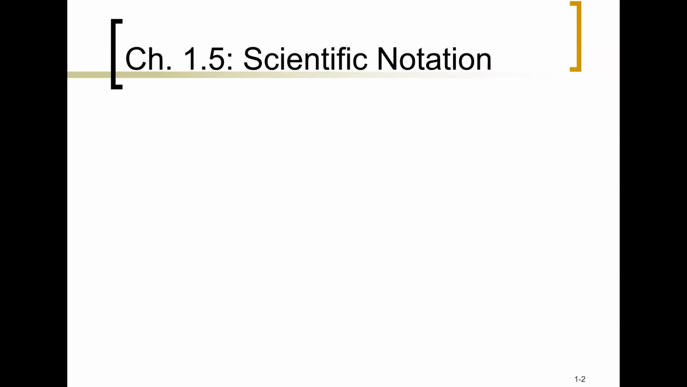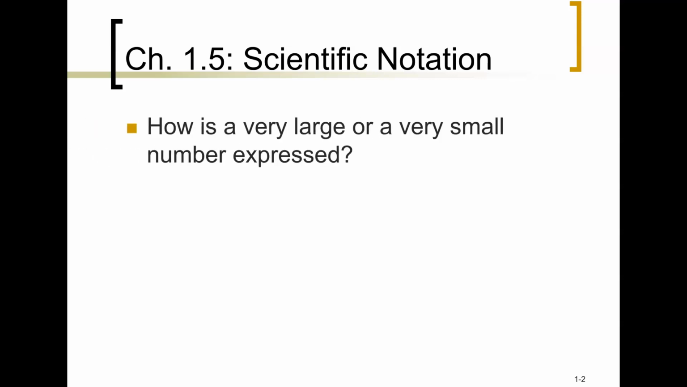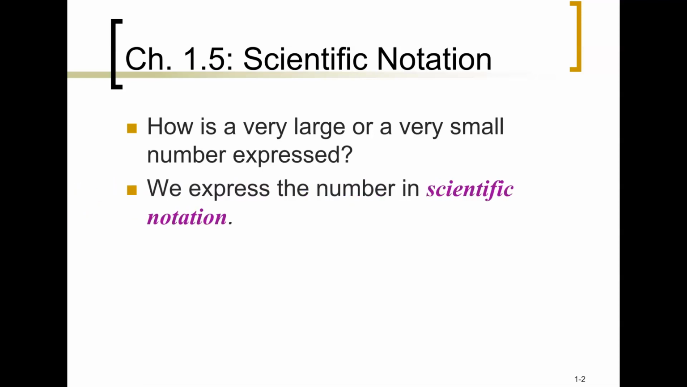This video is for 1.5 scientific notation. Scientific notation is used when we want to express very large or very small numbers. It can be used to express any number, but in particular, very large or very small numbers. We express the number in scientific notation in a particular way.